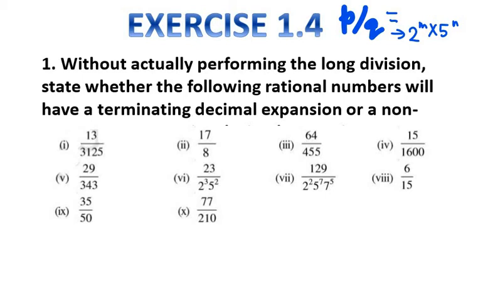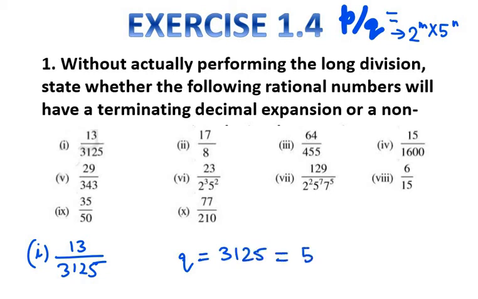Now let's see the first one. In the first one we have 13 over 3125. Now we can write q, that is the denominator, 3125 equals 5 raised to power 5. Now we can write here multiplied by 2 raised to power 0. So m is 0, n is 5. Therefore we can say it is a terminating decimal expansion. So this is a terminating one.